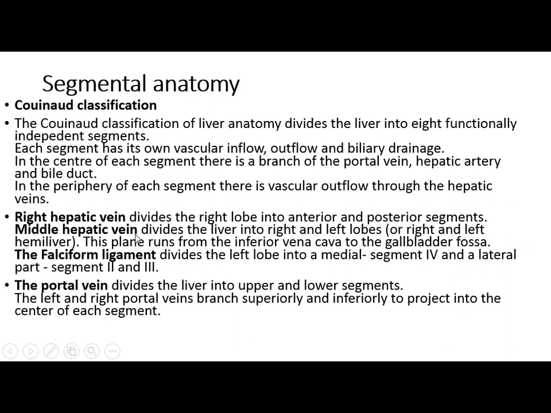The liver is divided by the right hepatic vein, middle hepatic vein, falciform ligament and the portal vein. The right hepatic vein divides the right lobe into anterior and posterior segments. The middle hepatic vein divides it into 2 hemilivers, right and left, and the falciform ligament divides the left lobe into medial and lateral segments. The portal vein divides the upper and lower segments.